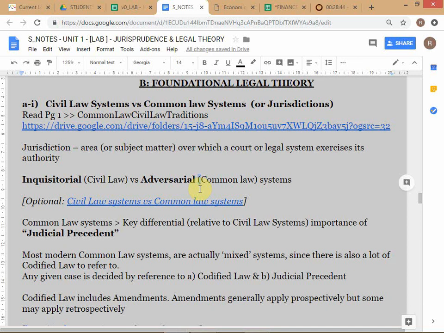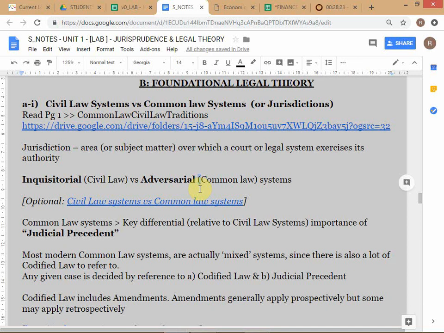All these common law countries, Australia, New Zealand, India, the UK, the USA, are adversarial. They follow the adversarial method of dispute resolution. That means essentially two advocates argue the two sides, and then the judge will decide who makes a more persuasive case.